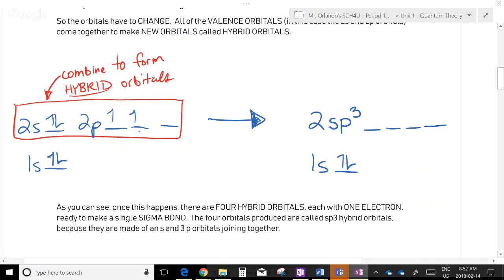4. Now, before, we had to fill that s orbital first, right? And then start filling the p. But now, these are all the same orbital. So Hund's rule tells me, how am I going to put the electrons in here? 1, 2, 3, 4. And now, what is each of those orbitals ready to do? Yeah, they're ready to receive an electron from hydrogen.